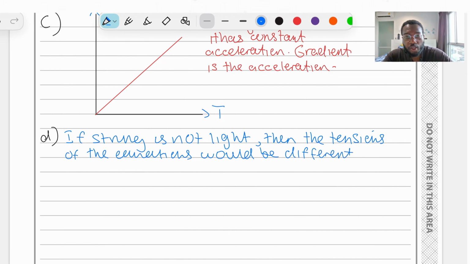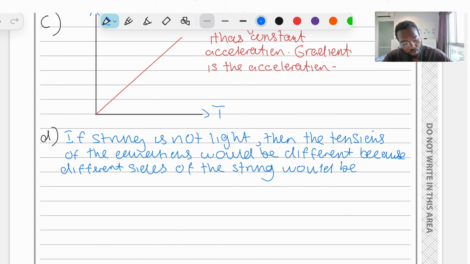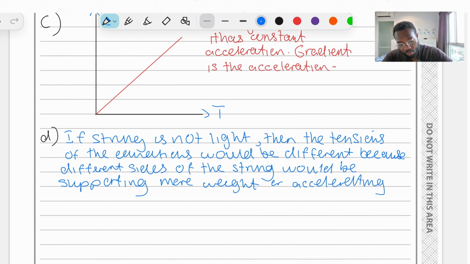Would be different because different sides of the string would be supporting. You don't need to put in this much detail as I'm doing, but I'm just doing as much as I can. Supporting more weight or accelerating differently. Okay, so you can write something like this.